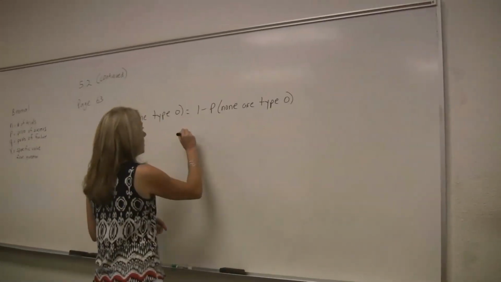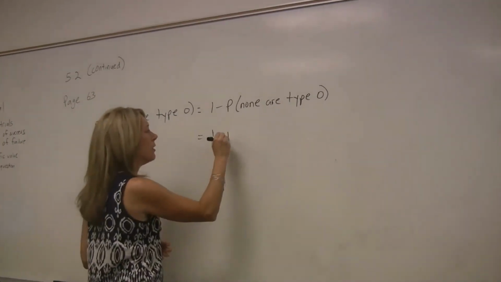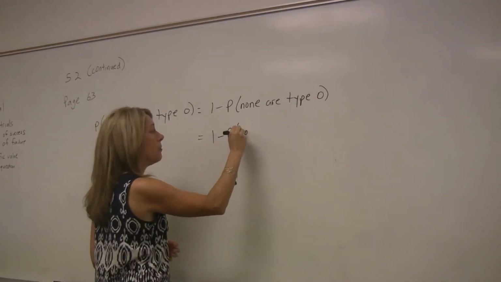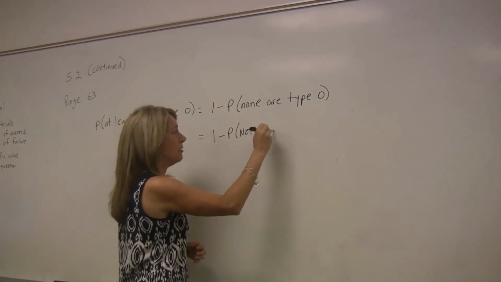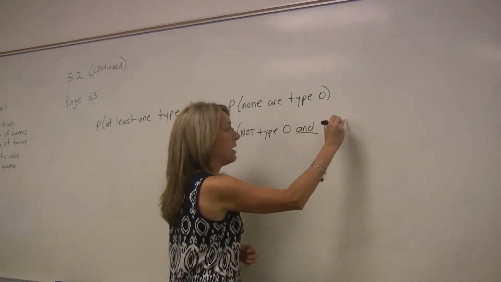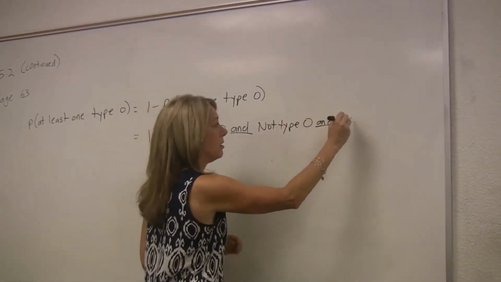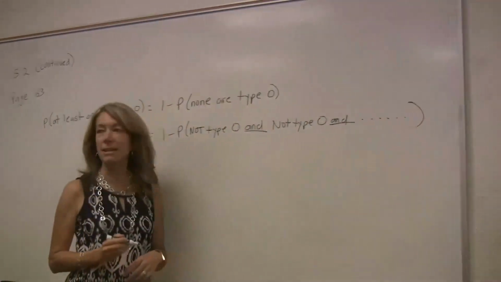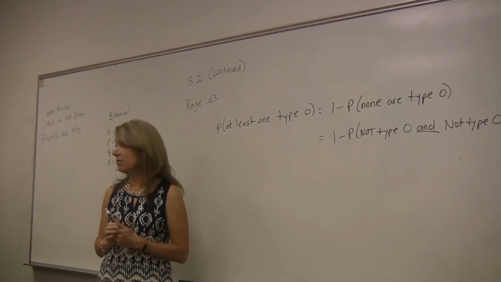I can't remember if it was 4.2 or 4.3. I think it was 4.3. Multiplication rule? Yeah, the multiplication and the complements together. So not type O and not type O and so forth. All 5 of them are not type O. Remember that now?